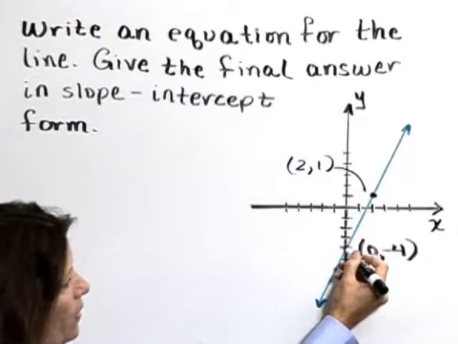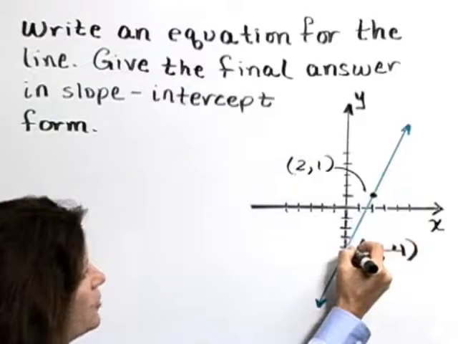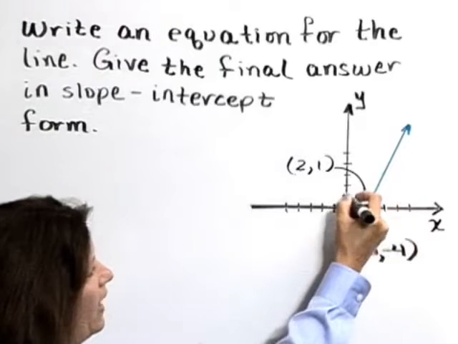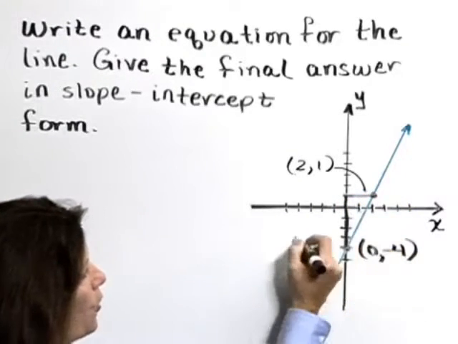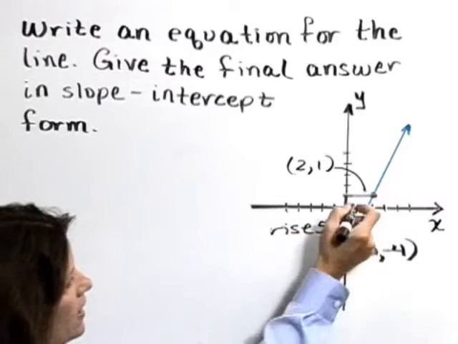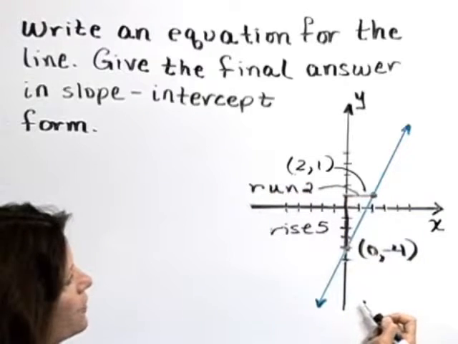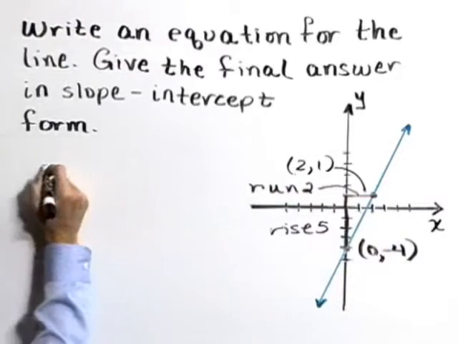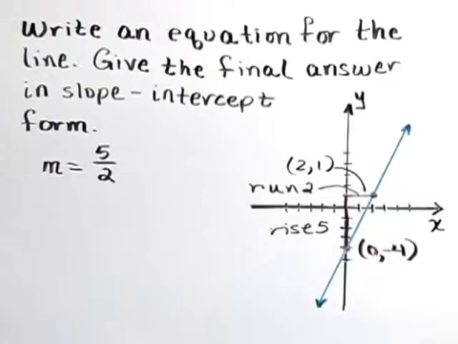As we move from the point (0, -4) to the point (2, 1), we need to travel up 5 units and over 2. So we're going to rise 5 units, and this is a run of 2 units. Therefore, the slope of this line is 5/2.